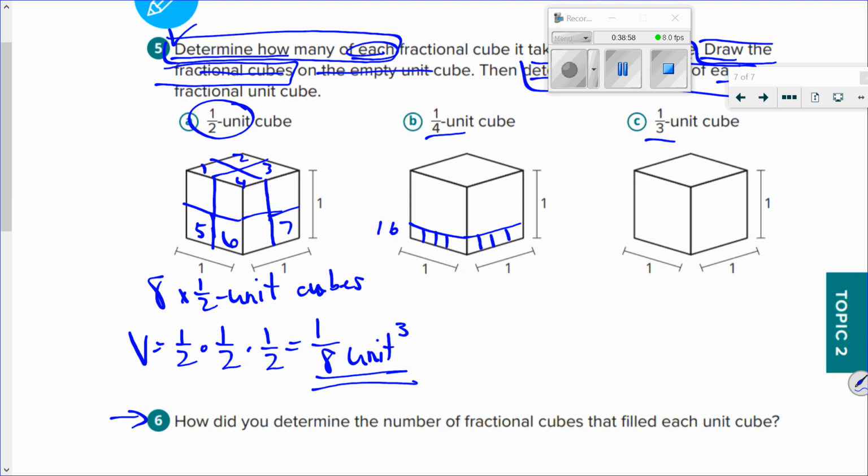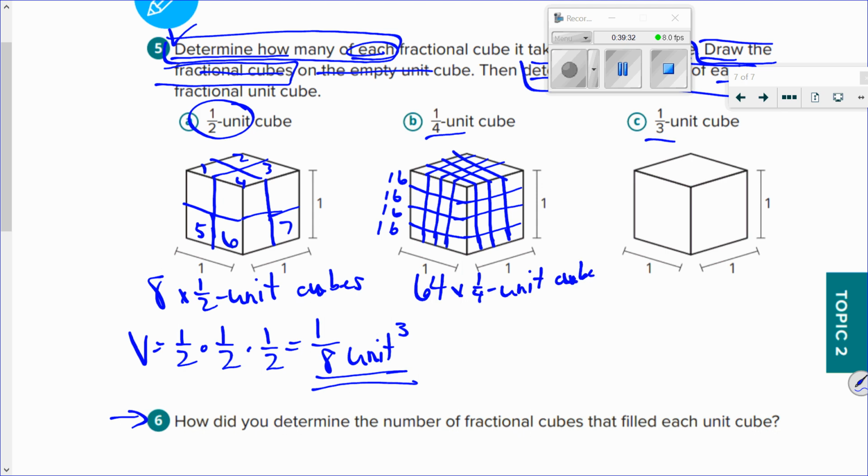But I also need to go up. So I've got to go up and do 4 layers of this. So I extend all of those through 4 layers and across the top as well. I now have 16 on each layer, meaning I have a total of 64 1/4 unit cubes. Does everybody see that?